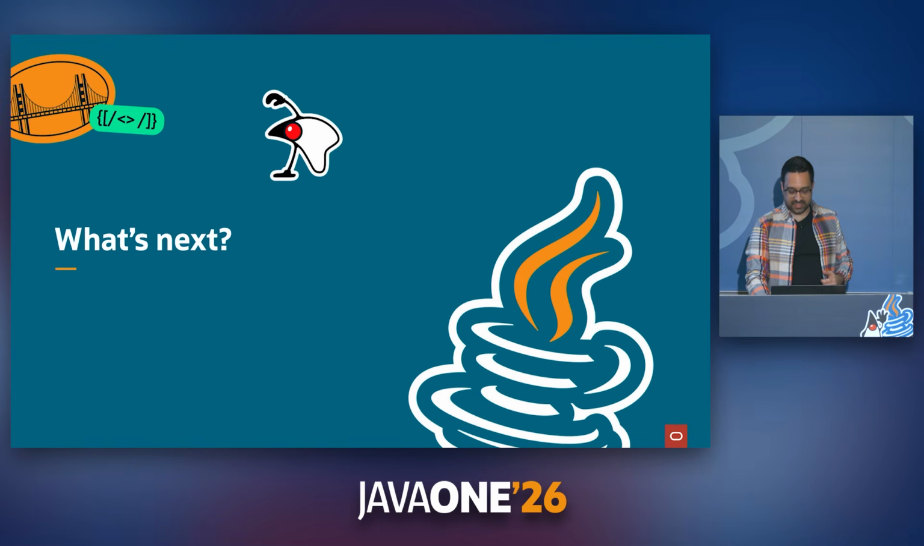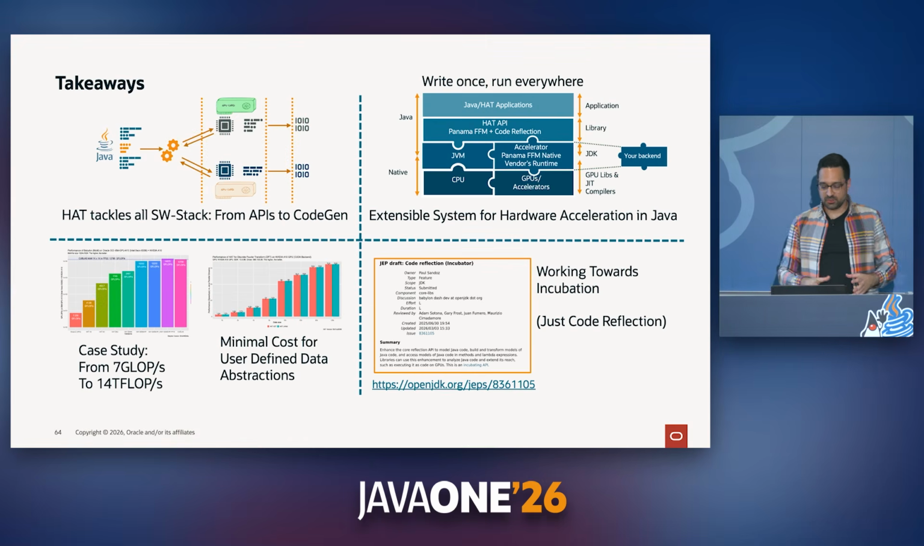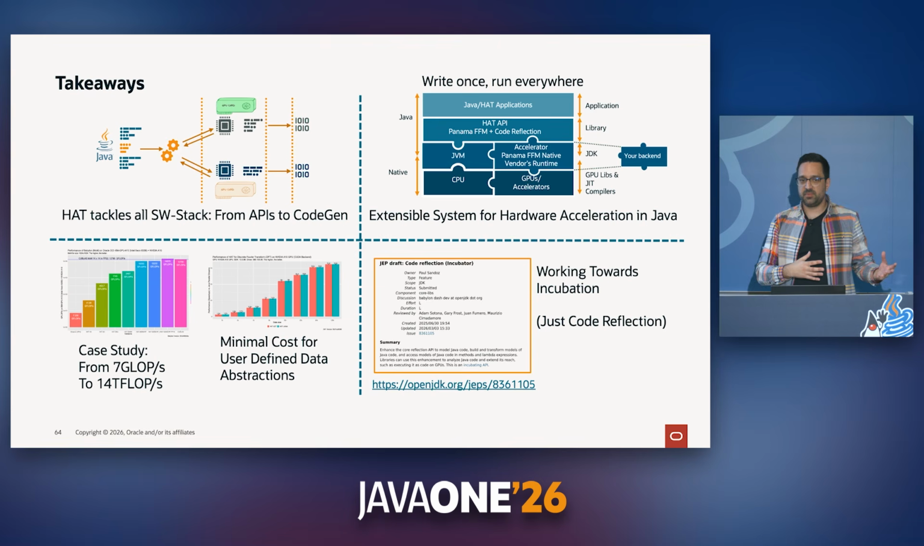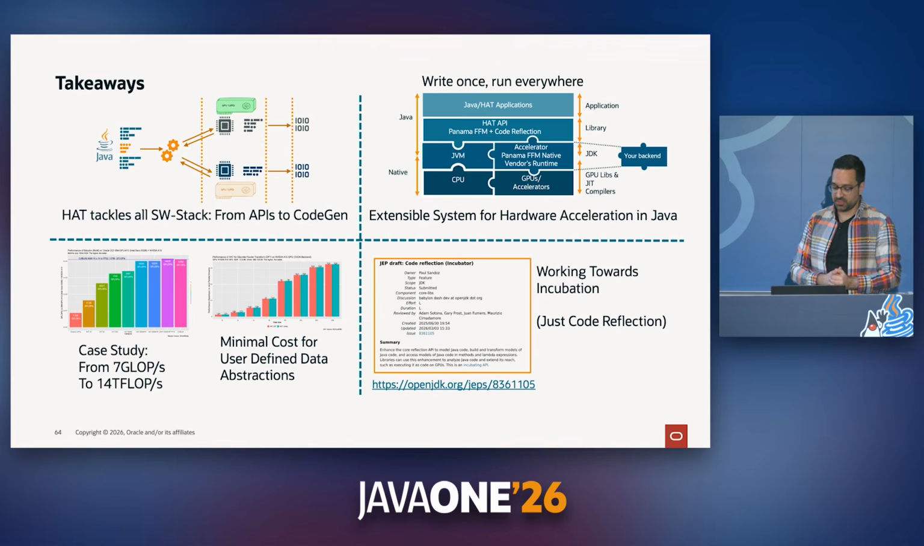So to finalize, I'm going to jump directly to the conclusions here. I showed you how we could run Java applications to exploit GPUs and hardware accelerators. I showed you the software stack involved, and I showed you how HAT can fit in the whole Java ecosystem. And I showed you two use cases, one illustrating the cost of data abstractions, and how far we can go with matrix multiplication.